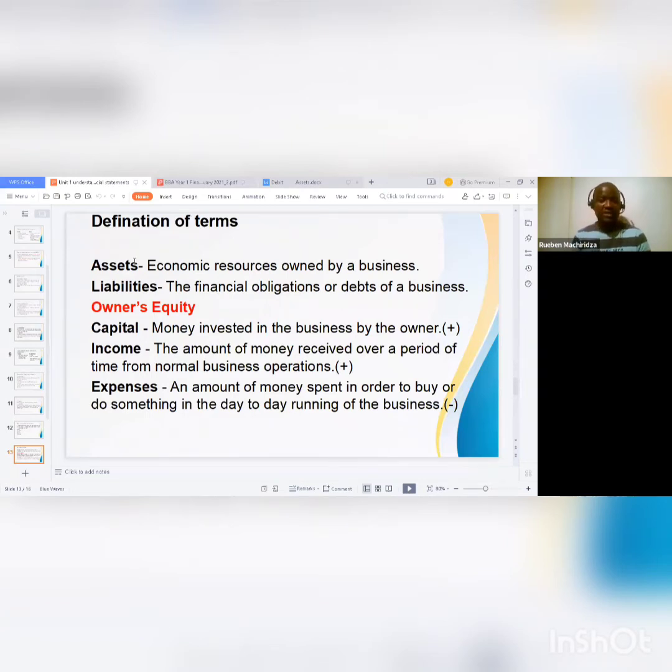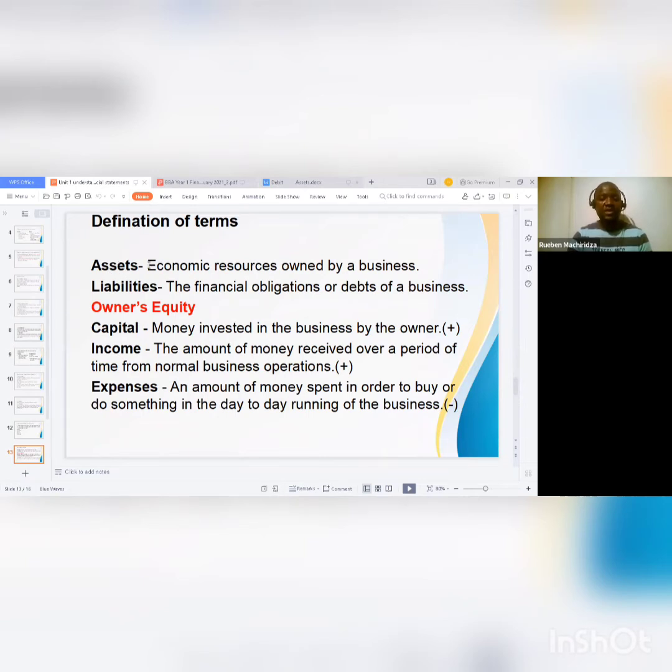So we've talked about assets earlier. We're just going to be reiterating just to make sure that the concept sinks. So assets are economic resources owned by a business. What it therefore means by economic resources, it means we can trade assets for money. So anything that we own in the business and we can be able to trade for money are the assets of the company. And we've talked from that page I showed you that assets have got a debit balance.